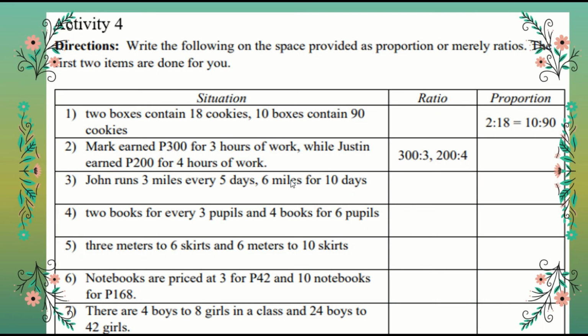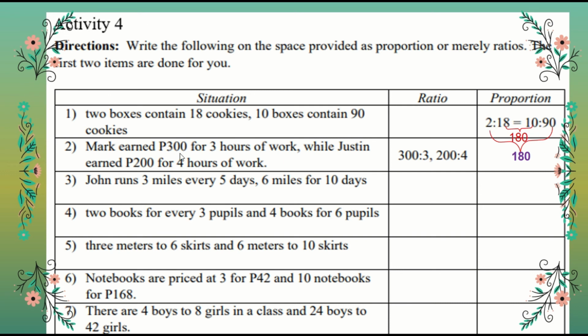With activity 4, write the following on the space provided as proportion or merely ratios. The first two items are done for you. So, yung number na to, i-arrange nyo lang. So, if dito sa ratio, dito nyo isusulat. If it's proportion dito, paano nyo ba malalamang proportion? When you multiply the means, we have 180. And you multiply the extremes, it's also 180. They are proportion, kaya dito nakasulat.